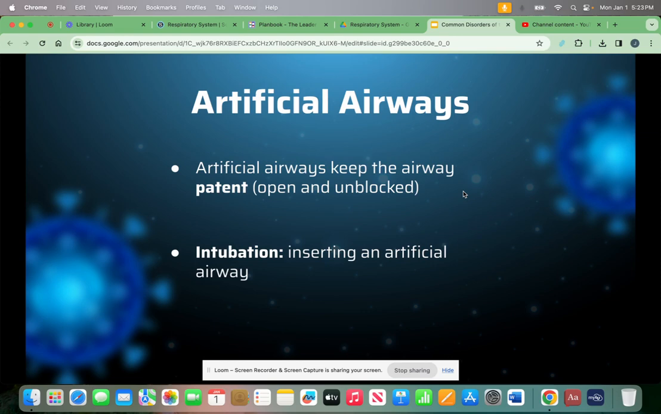Artificial airways keep the airway patent, or open and unblocked. Artificial airways are needed when disease, injury, secretions, or aspiration obstructs the airway. They are also used for mechanical ventilation, by some persons who are unconscious or semi-conscious, or during surgery and recovering from anesthesia. Mechanical ventilation is using a machine to move air into and out of the lungs.